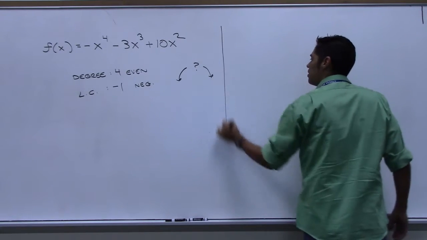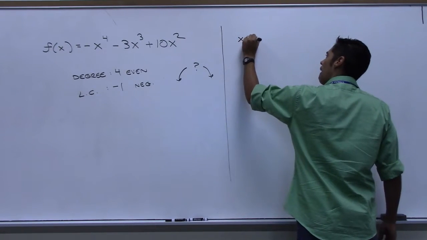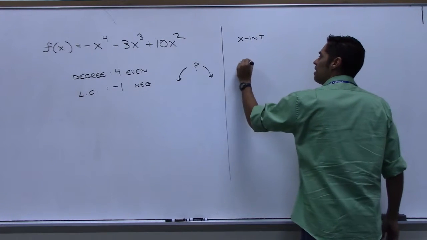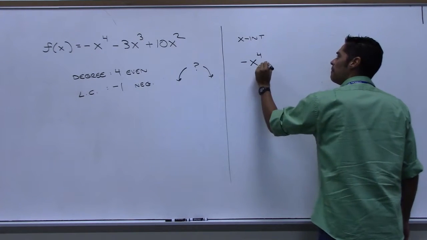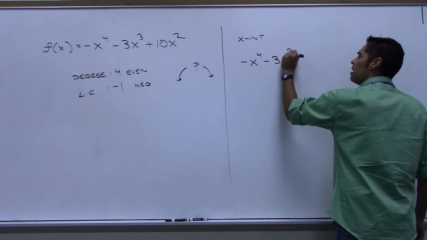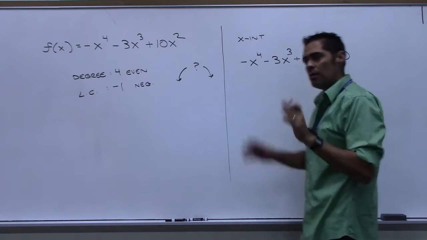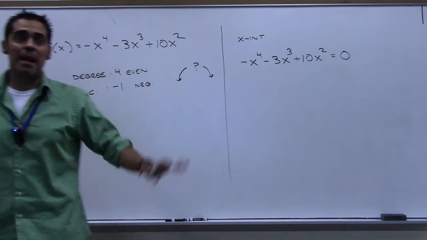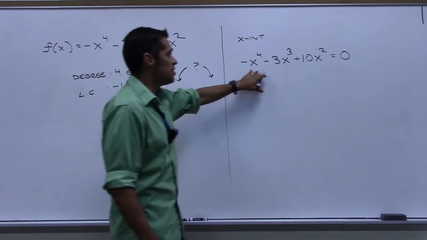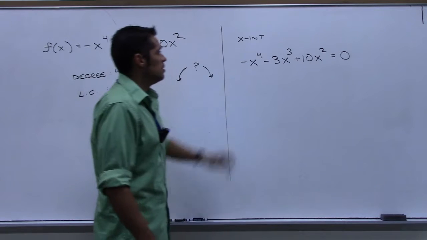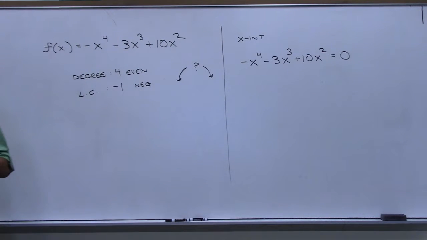So for the x-intercepts, I need to set the function equal to 0, don't I? I mean, that's what you always do when you want to find x-intercepts for any function, right? You always set it equal to 0. And you may have to factor it, which in this case we do, right? So let's roll through the techniques of factoring. What is the first thing you always do when you're trying to factor something?